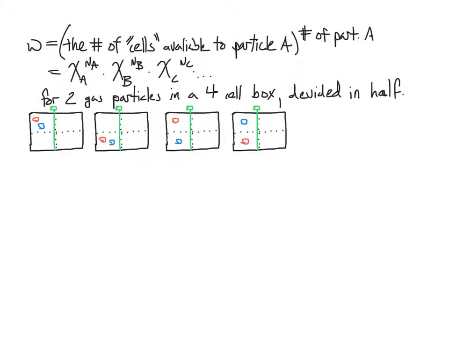So let's use this equation for W to calculate W in the case where there are 2 gas particles in a 4-cell box divided in half. W would be equal to, for the, let's say, red particle, there are 2 cells available to that particle, and there's 1 particle. So that's 2 raised to the 1 multiplied by, for the blue particle, there are also 2 cells available and 1 particle, so that's 2 raised to the 1. 2 raised to the 1 times 2 raised to the 1 equals 4.